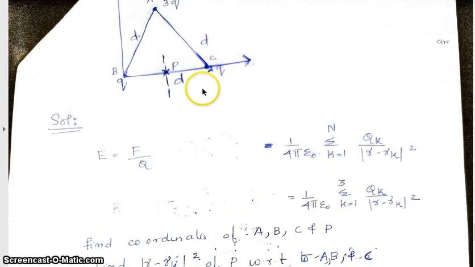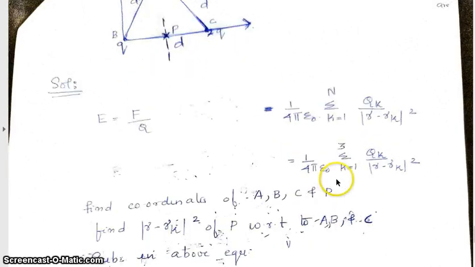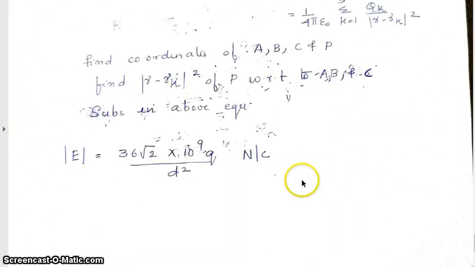What is q3? Q3 is 2q divided by r minus r3. What is r? r is D by 2 ax plus 0 ay. And what is r3? r3 is D ax plus 0 ay. So take the difference, take the magnitude and then square it. Then finally sum the three and you will get the answer. That is measured in Newton per coulomb.